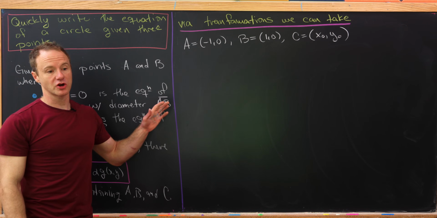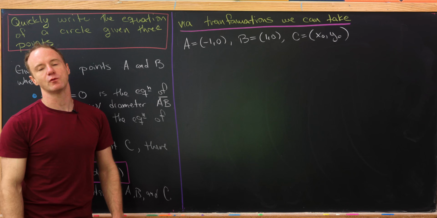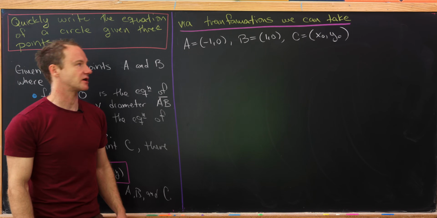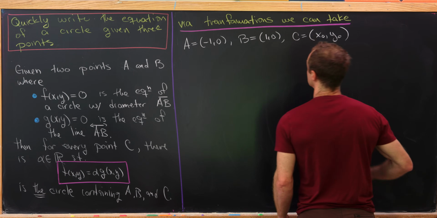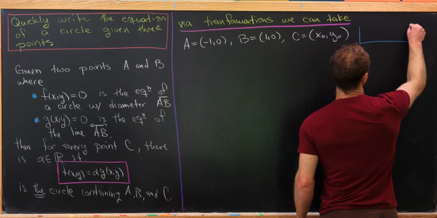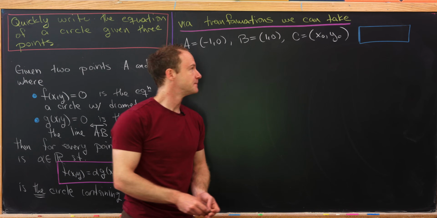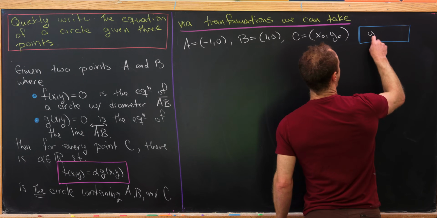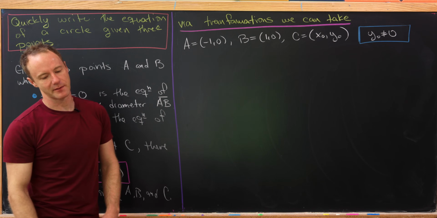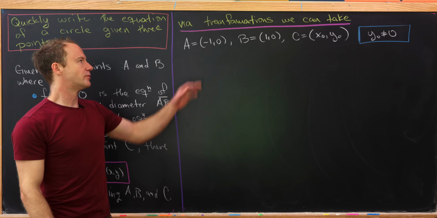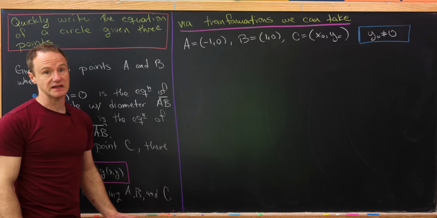Okay, so we just argued that via transformations we could take A to be (-1, 0), B to be (1, 0), and then C is arbitrary. It is (x naught, y naught). But let's recall that it is not collinear with A and B. That would give us some sort of degenerate circle through infinity. So that means that y naught is not equal to 0, because if y naught was equal to 0, that would be on the x-axis, but the line containing A and B is in fact the x-axis.